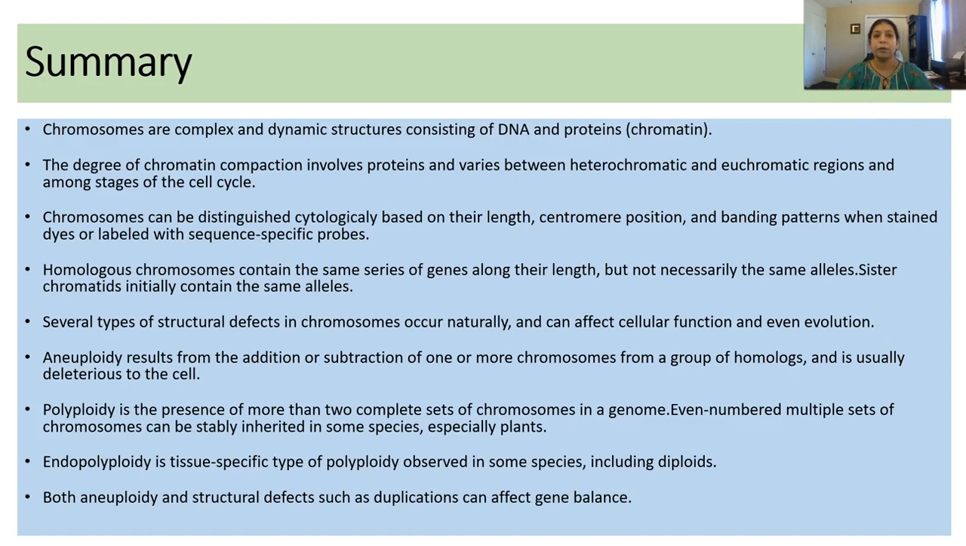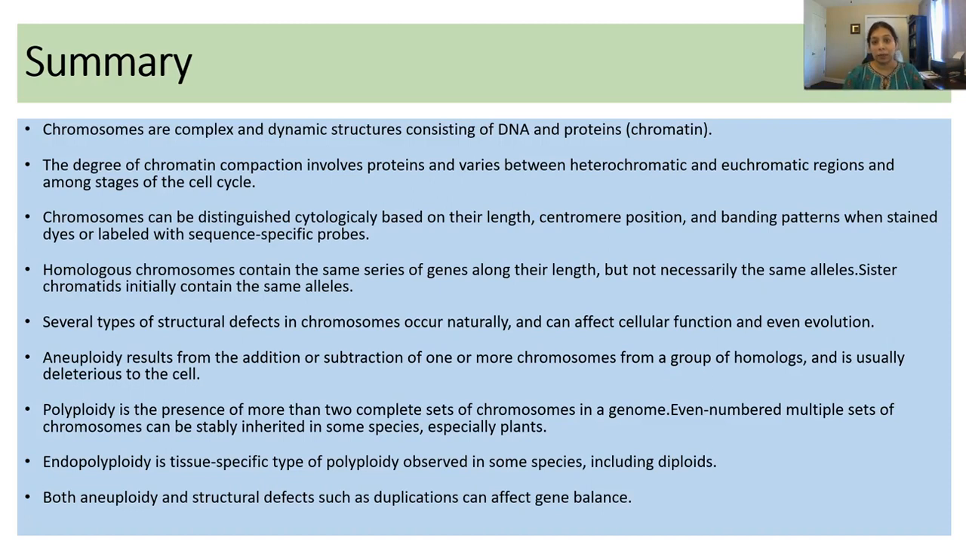So in summary, for this particular section, we talked about chromosomes today, and we talked about how they are very complex and dynamic structures that are composed of DNA and proteins in the form of chromatin. The degree of compaction is related to the needs of the cell and the stages of the cell cycle, and it varies between heterochromatin, which is tightly, densely compacted, versus euchromatin regions that are more open and available for transcription.